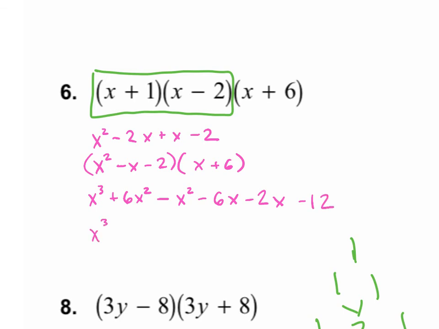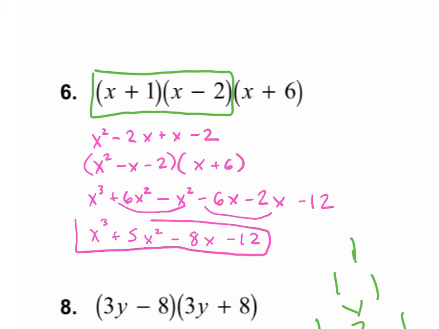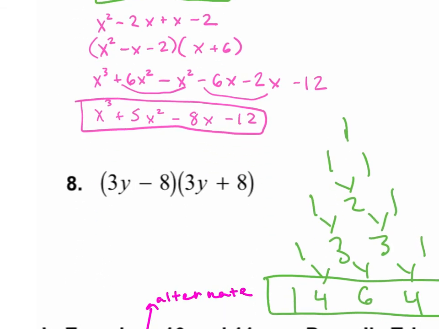We have x cubed. We need to add our x squareds together, so this would be 5x squared. Add our x's together. Negative 8x minus 12. So that's our answer. Any questions here? Number 7's just like that, but for the sake of time, I'm going to skip it.